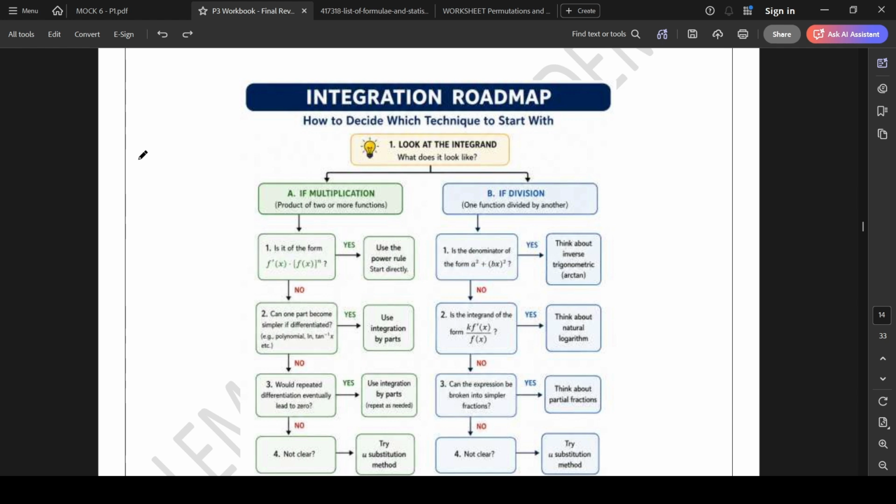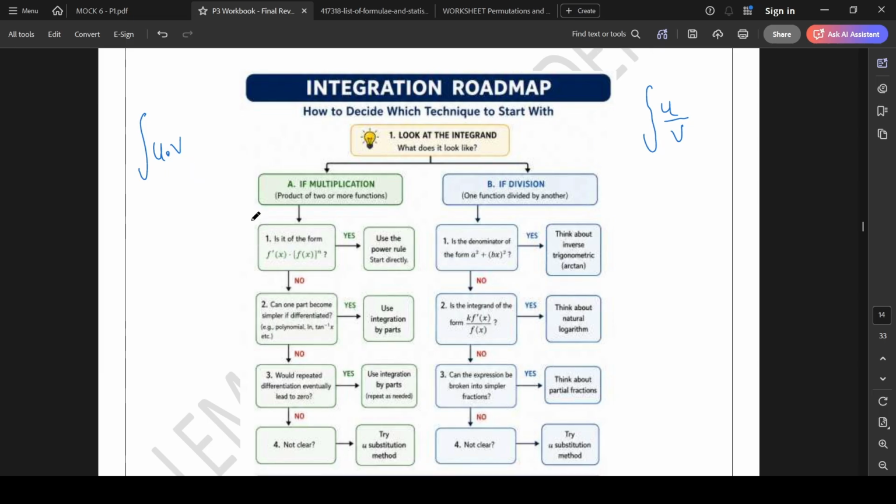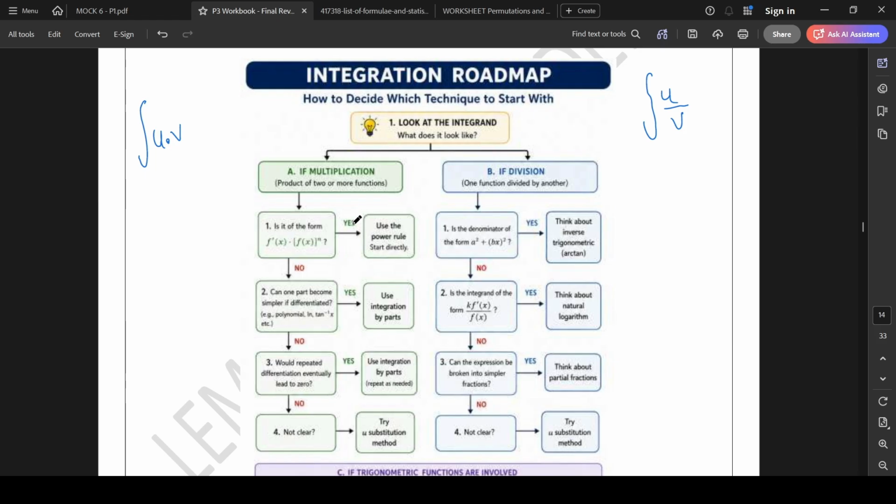Always remember that there are two types of integration you will be getting, either in the multiplication format or in the fraction, that is the division format. If there is a multiplication format involved, always ask the following questions to yourself. Whenever the answer is yes, you know how to integrate it.